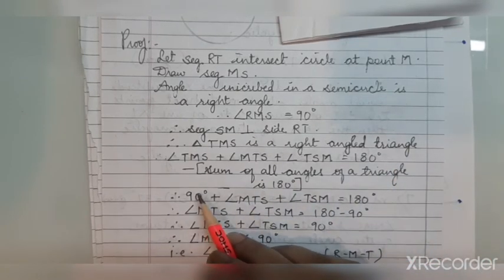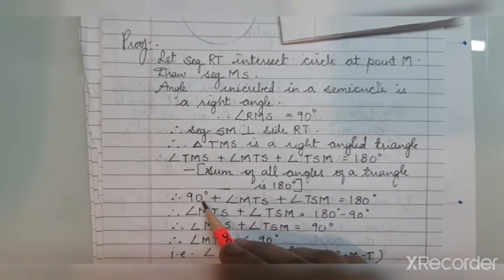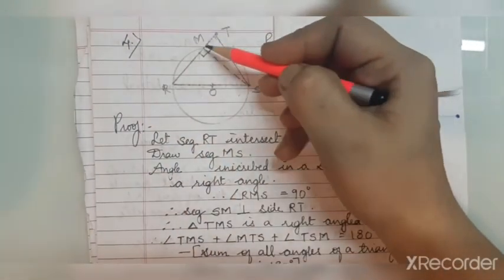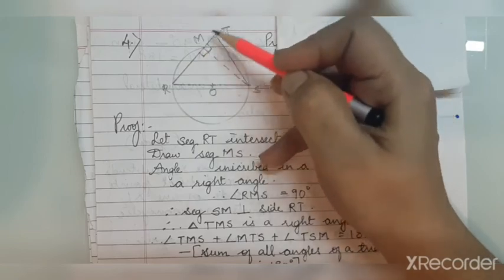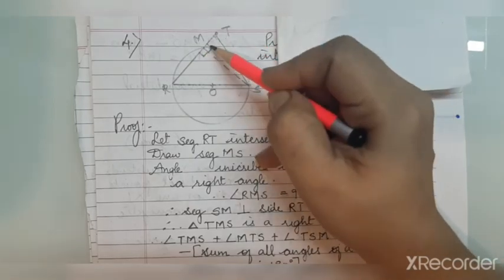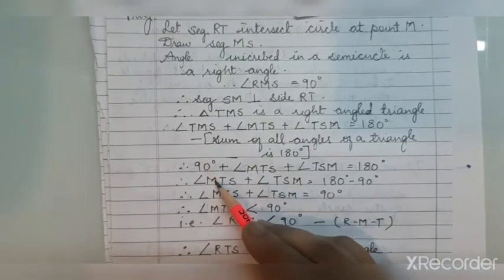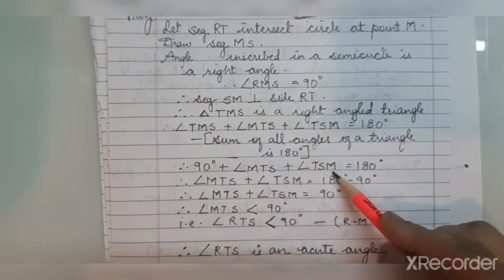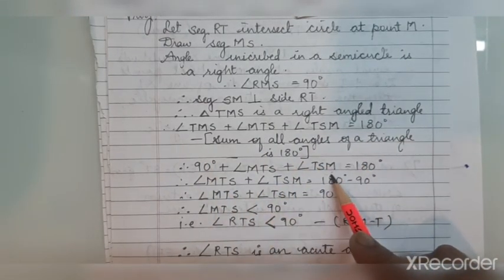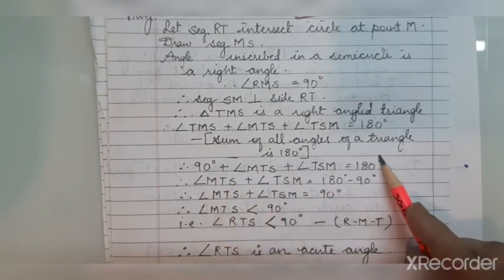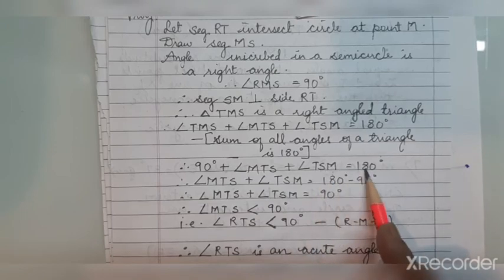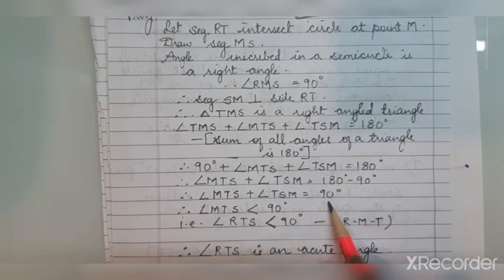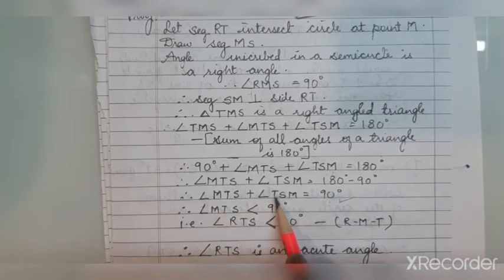Now out of this, TMS is 90 degrees, because we proved that SM is perpendicular to RT. So SMT or TMS is 90 degrees. MTS and TSM we don't know, so we keep it as it is. Now we shift this 90 degrees to the other side. So what we get, angle MTS plus TSM is equal to 180 minus 90, which is equal to 90. So we get this statement, that is angle MTS plus angle TSM is 90 degrees.